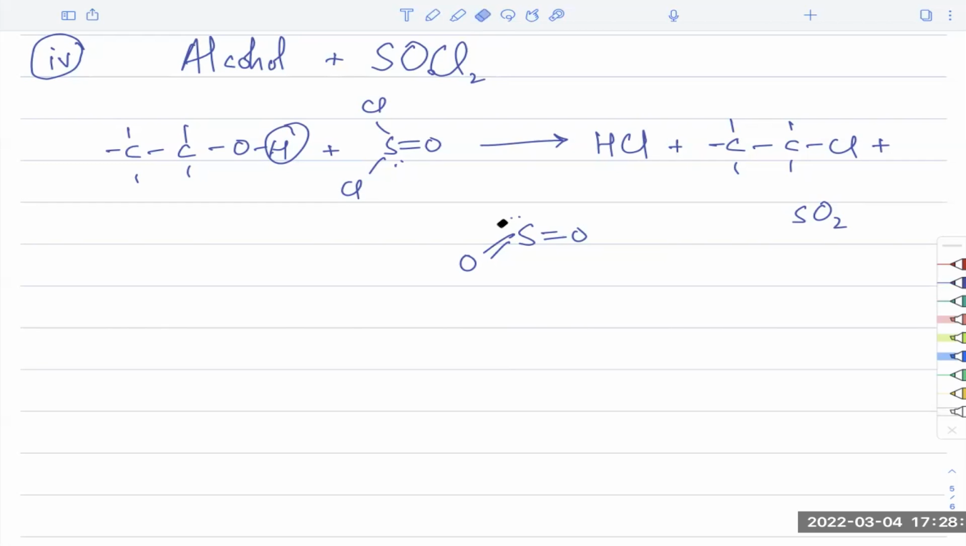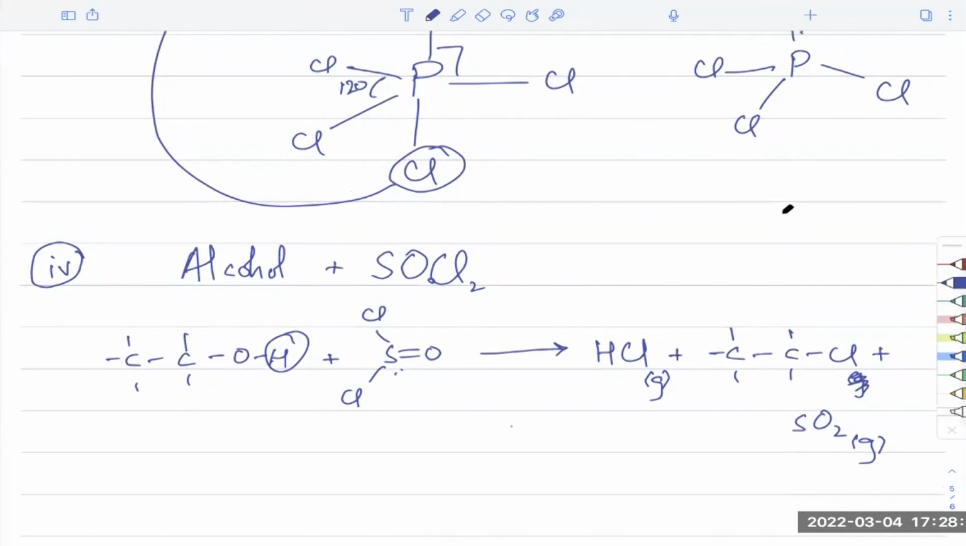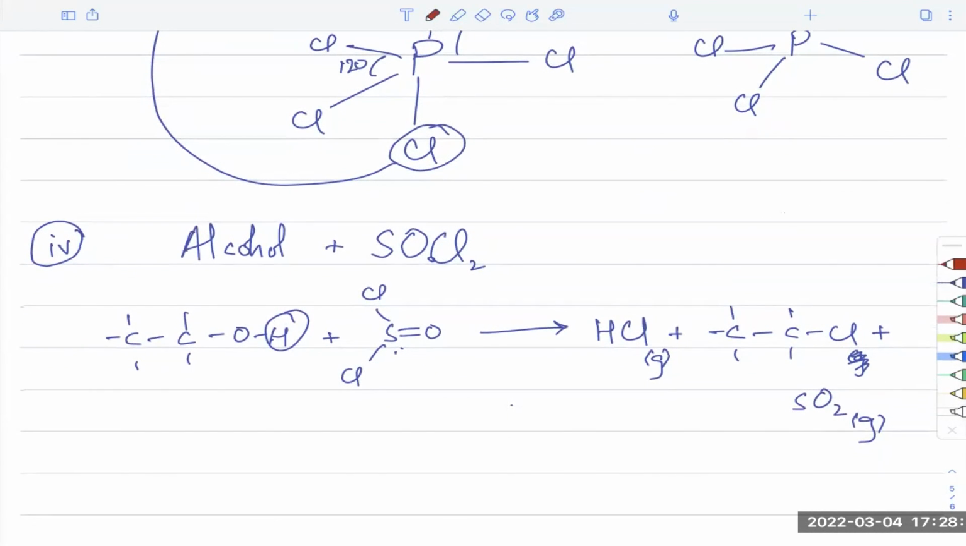This method is clean because it's producing two gases. HCl is a gas. This is not a gas, this is dissolved in whatever solvent you have. And this is also a gas. So each of these methods has its advantages and disadvantages. This one is clean. It does not produce any byproduct that we need to remove manually, because gas is formed, there are bubbles, and they leave on their own. We are left with the compound that we were looking for.